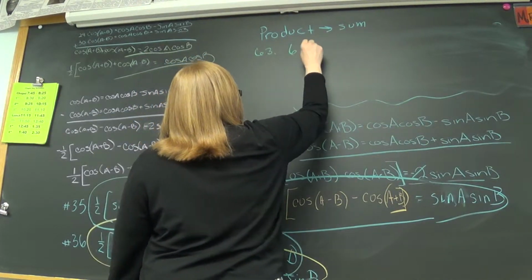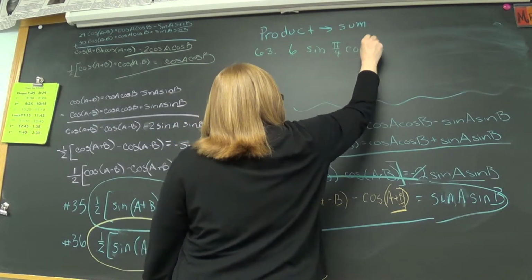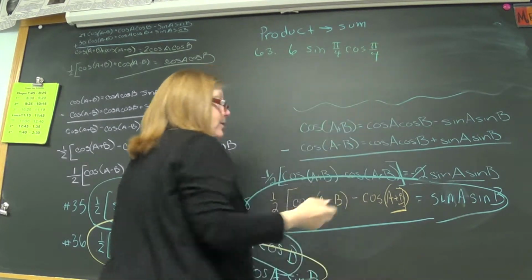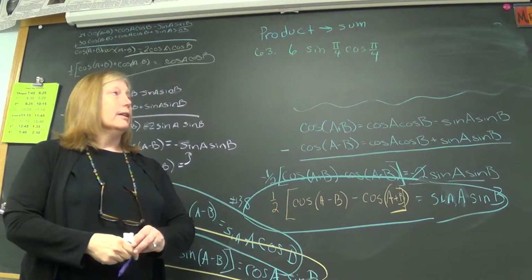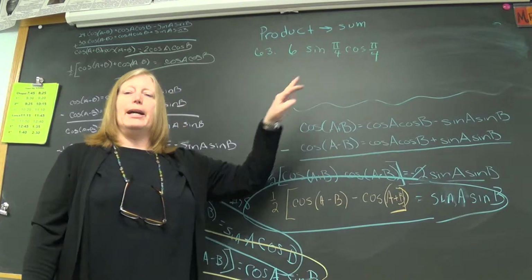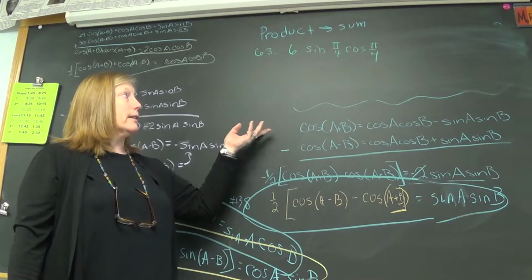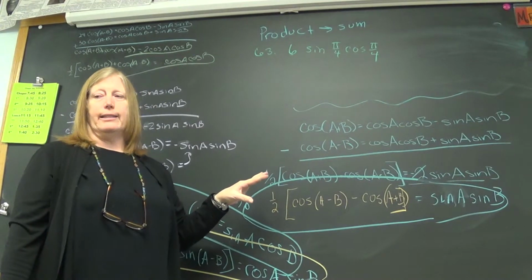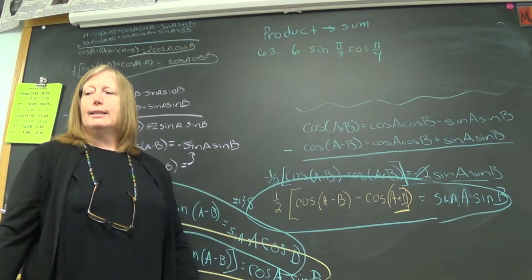6 sine pi over 4 cosine pi over 4. All right, now you could do that without these trig IDs. You could actually just start it right now and use your unit circle, but I'm asking you to use these trig IDs, this product of sum, in order to practice them. Some of them you will need to do it. There's no other way.